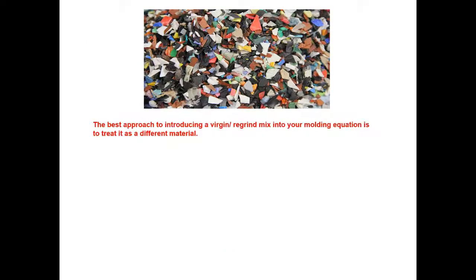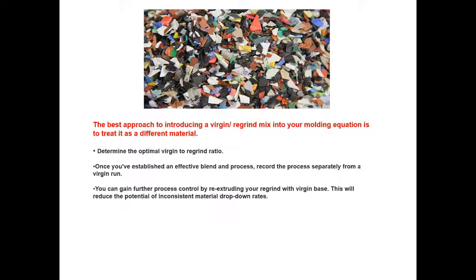Now we're going to touch shortly on the best approach to introducing virgin regrind into your molding equation, because you really need to treat it as a different material. So initially you're going to determine the optimal virgin to regrind ratio, and then once you've established an effective blending process, you're going to record the process separately from a virgin run.